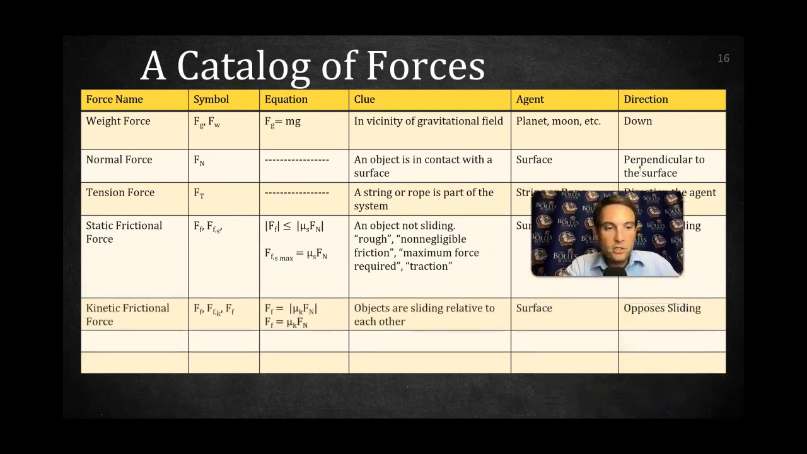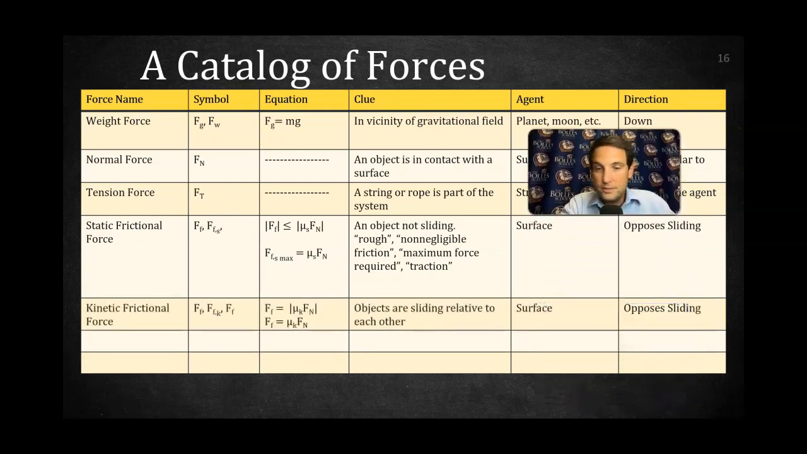Next we have kinetic friction, F sub F, F sub K. Here, two more equations: F sub F equals the absolute value of mu K times Fn. Remember, absolute value just means magnitude. Magnitude just means absolute value. So there's not going to be a negative here. Our clue here is that there are objects sliding relative to each other. It could be a box sliding relative to the floor, or a box sliding relative to another box. A lot of boxes in this unit. Our agent here is a surface. Direction, again, for friction will always be opposing sliding.